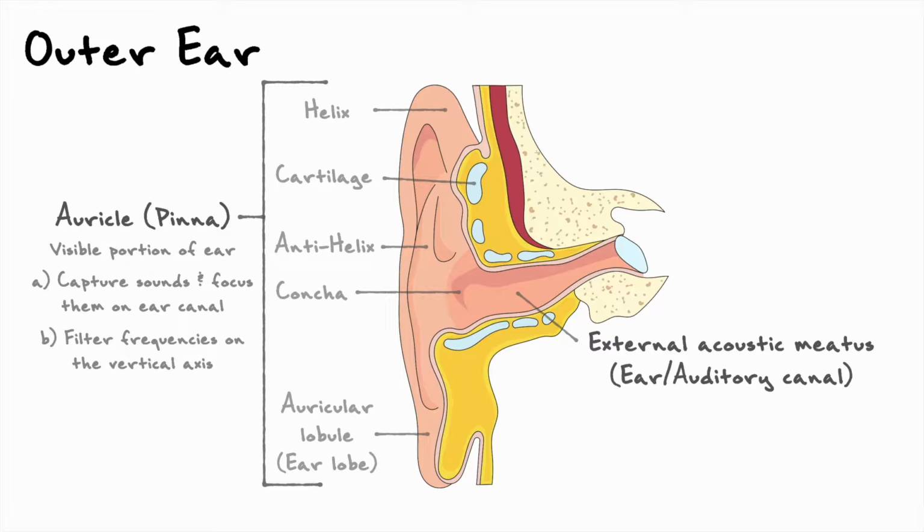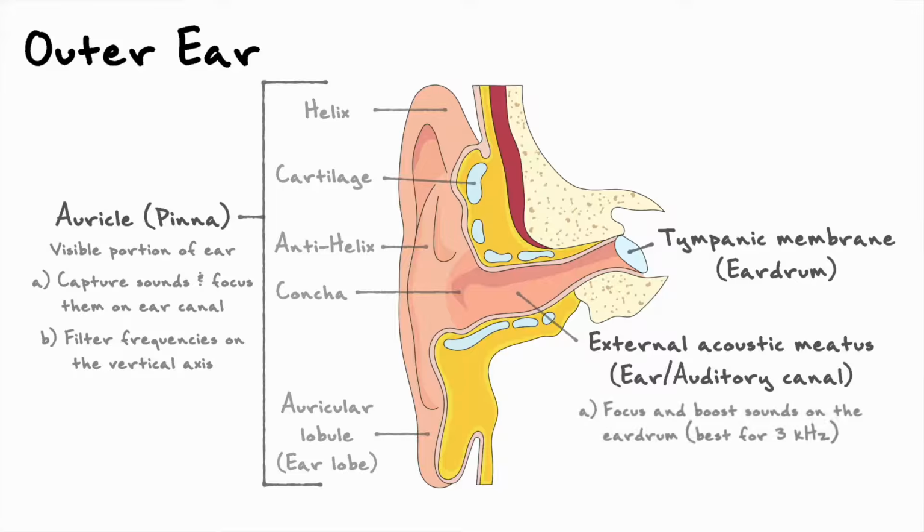This sound that gets captured by the ear canal then gets transmitted to the tympanic membrane, or simply eardrum, where it will connect with the middle ear. In terms of function, there are two notable roles that the ear canal plays in this system. First, along with the auricle, the ear canal focuses and boosts the sound that travels towards the middle ear, and it does so best for sounds around 3 kHz. Secondly, the ear canal plays an important role in protecting the ear from foreign bodies or infections by producing cerumen, which is also known as earwax, via the ceruminous and sebaceous glands.